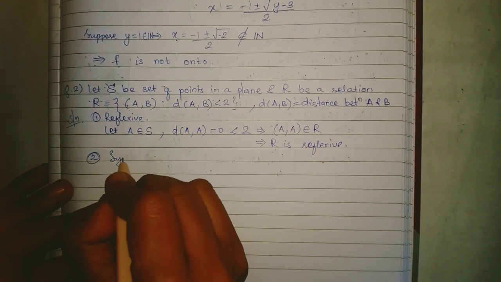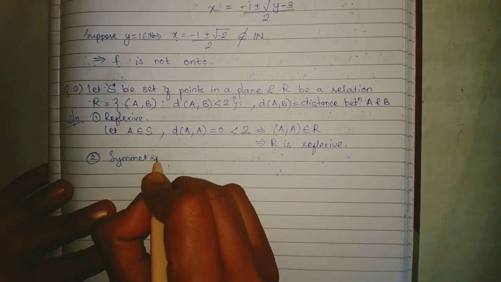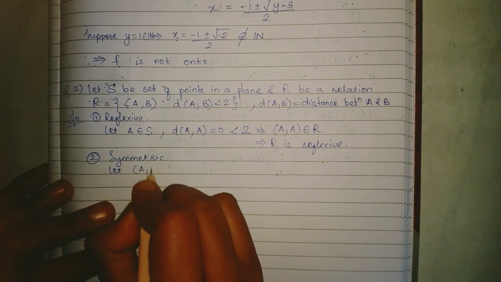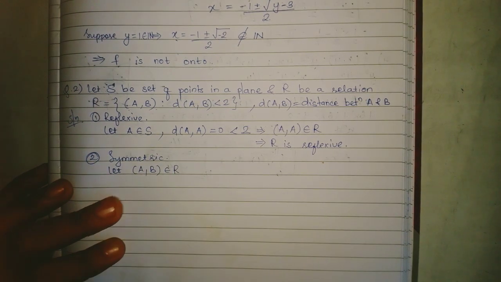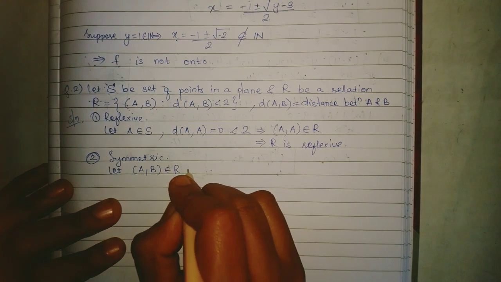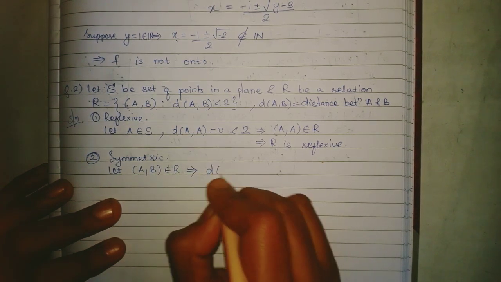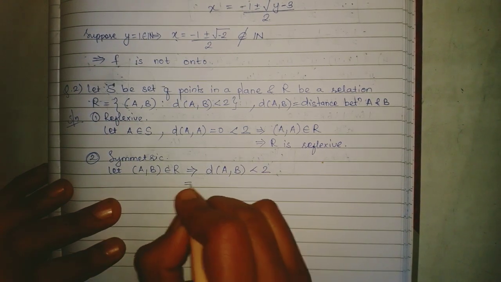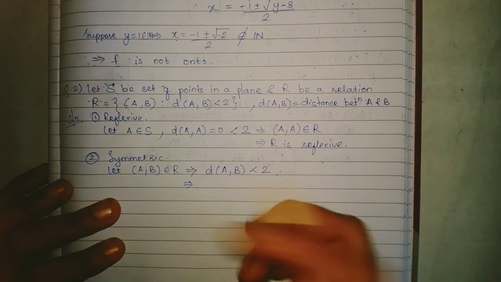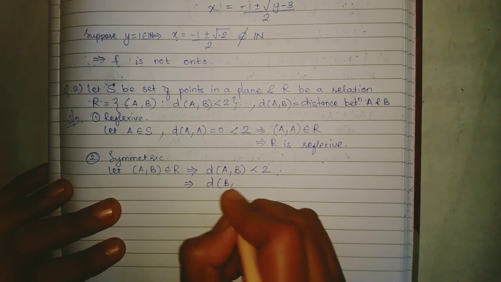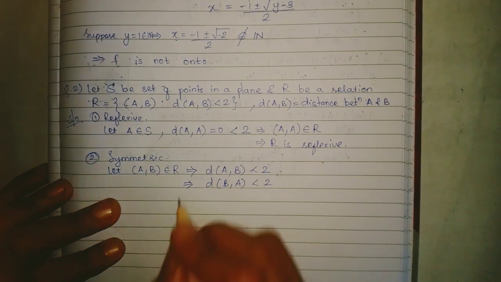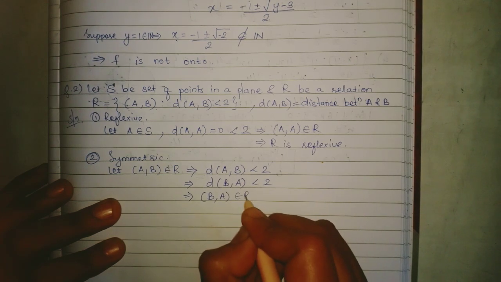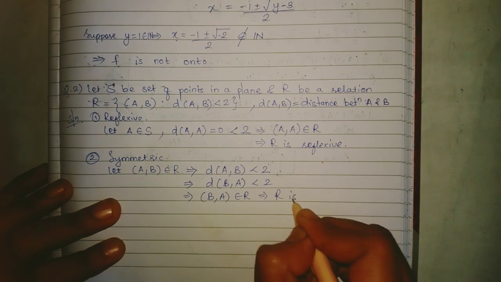Second is symmetric. So for symmetric you have to take, let's say, (A, B) belongs to R. This is one element I have taken from R. So this implies the distance between A and B is less than 2. So if we take the distance from B to A, this will be also the same, right? So this implies that (B, A) belongs to R, and this implies R is symmetric.